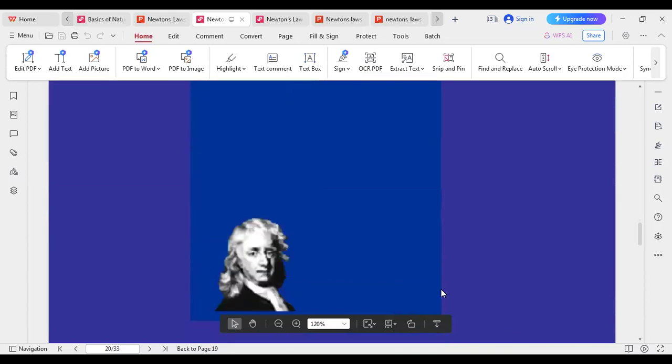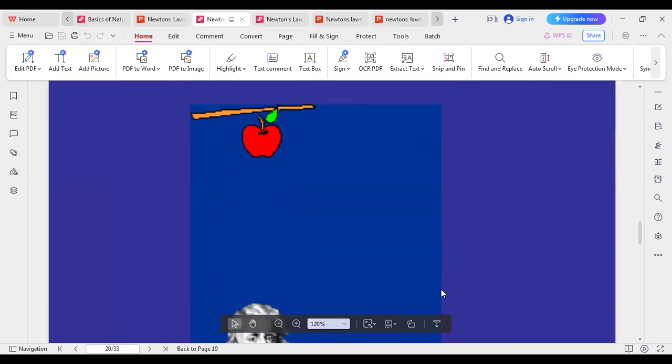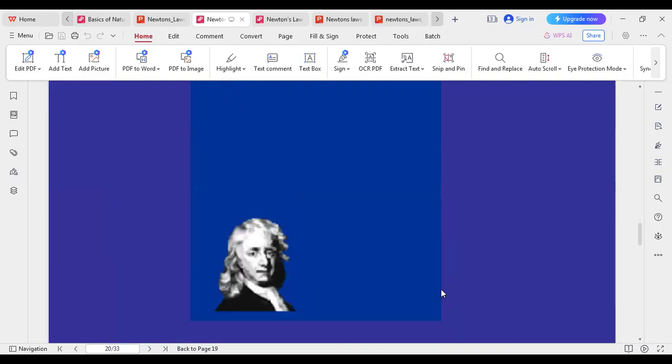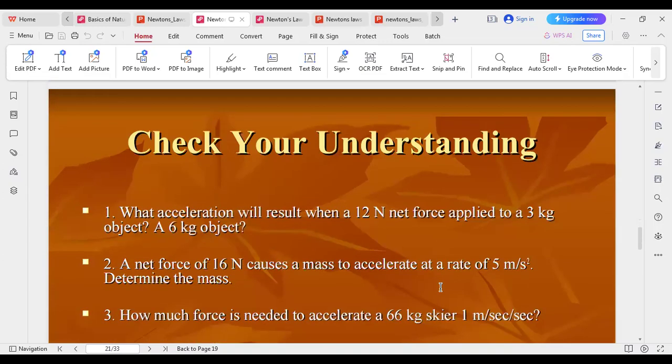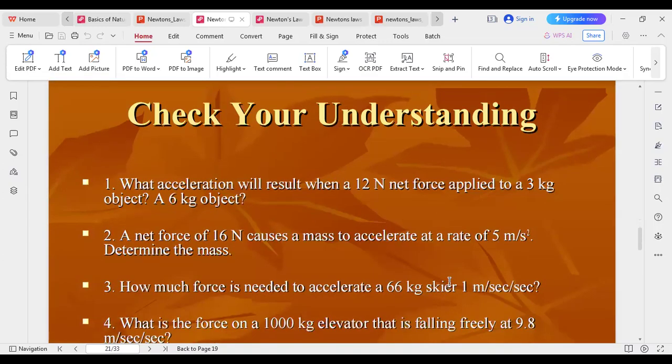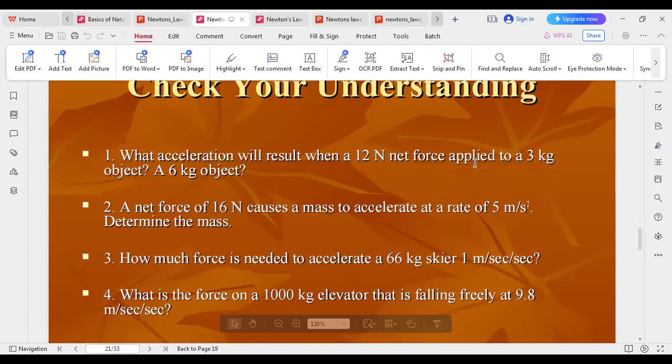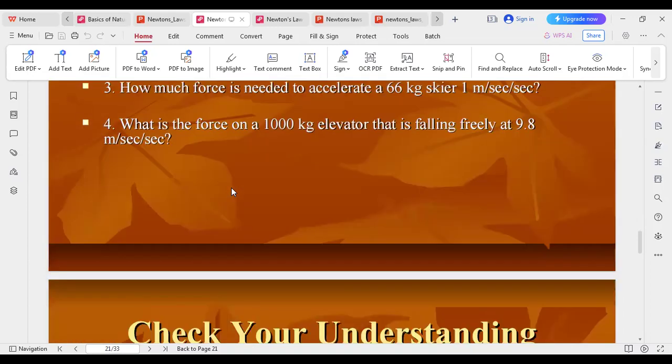Now, about Newton's history of discovering these laws. Check the understanding: what acceleration will result when a 12 Newton net force is applied to a 3 kilogram object? Or a 6 kg object? This you can solve easily.